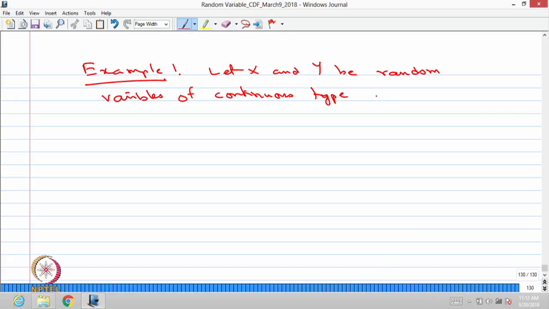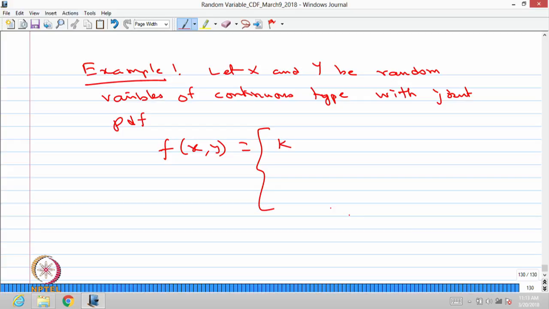with joint probability density function given by f of x comma y that takes the value some constant k times x square divided by y cube whenever x takes a value from 0 to 1 and y takes a value greater than 2. Otherwise, it is going to be 0.